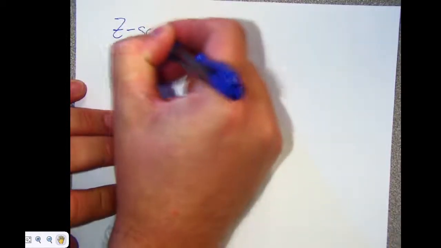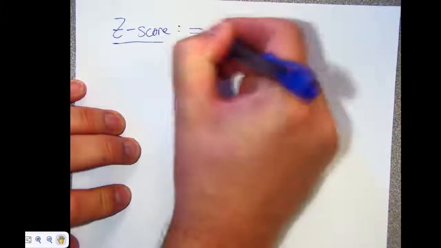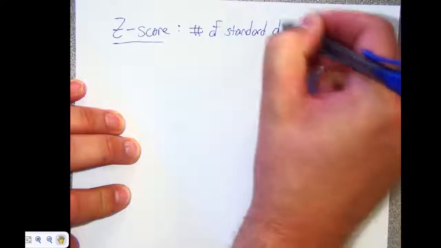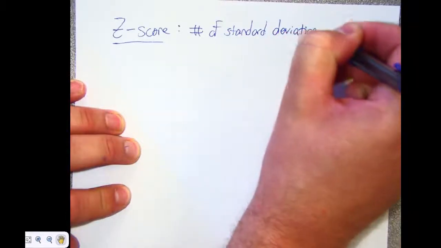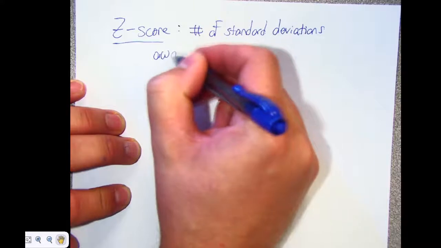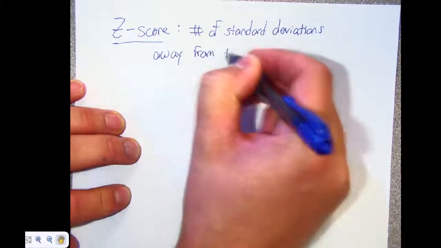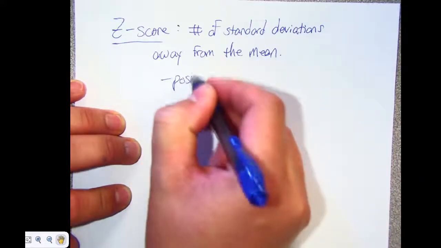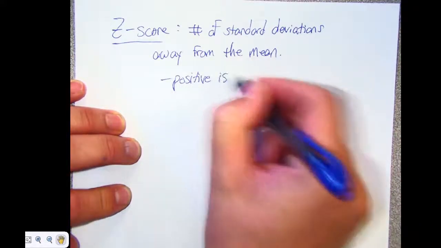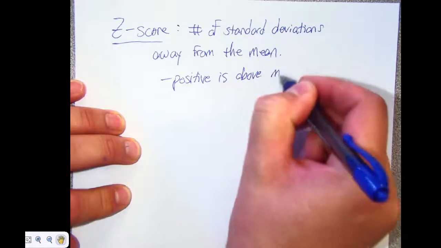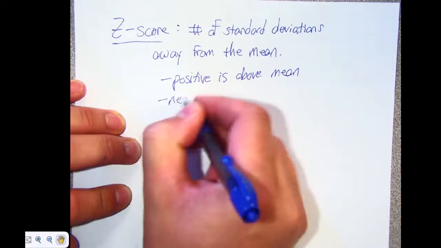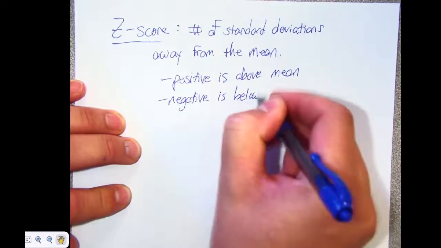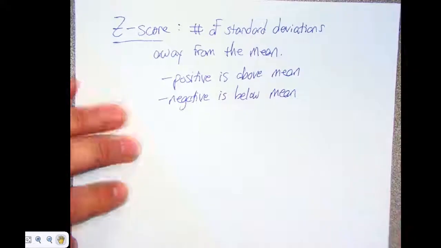So a z-score is the number of standard deviations away from the mean. Positive is above the mean. Negative is below it.